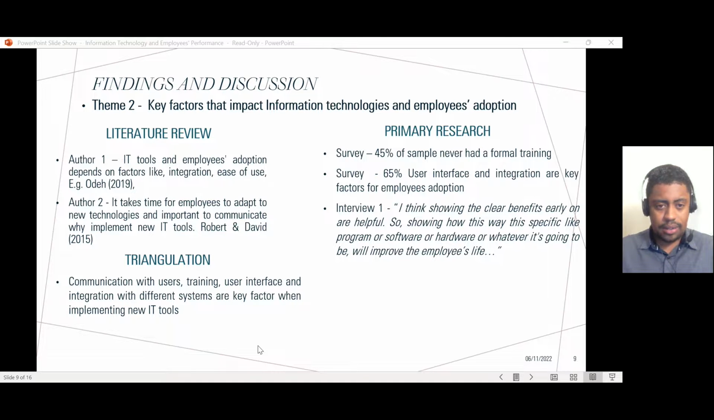So it's not just about having the beautiful interface and ease of use, but it's also before, when developing the software, integrate, communicate with the users, bring them together, get their insights to understand their issues, their needs, to reduce the resistance and have a better employees' adoption.